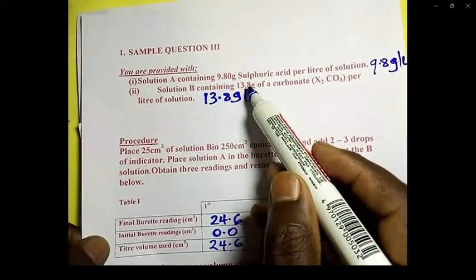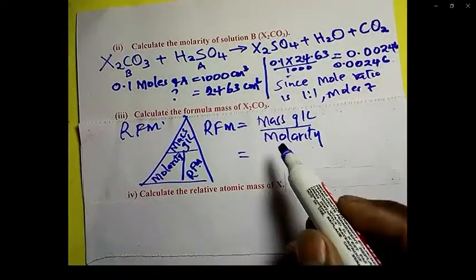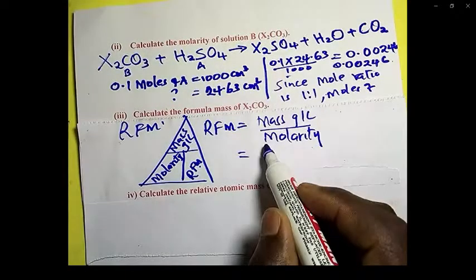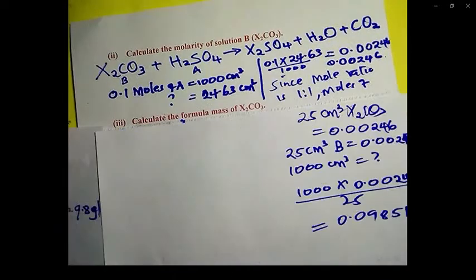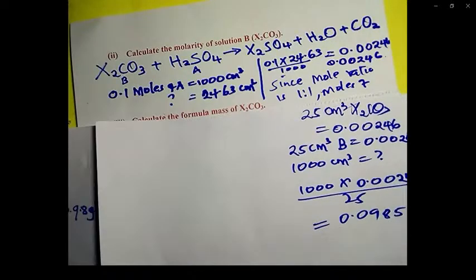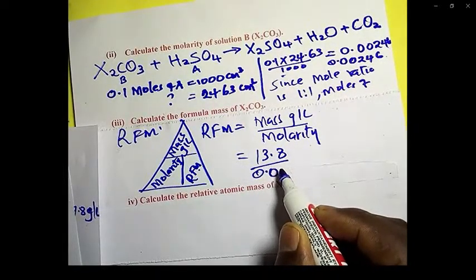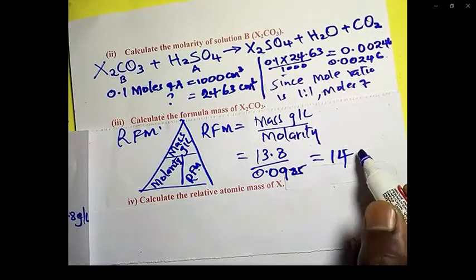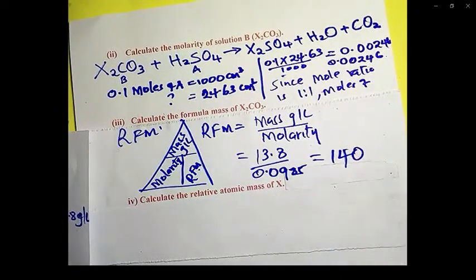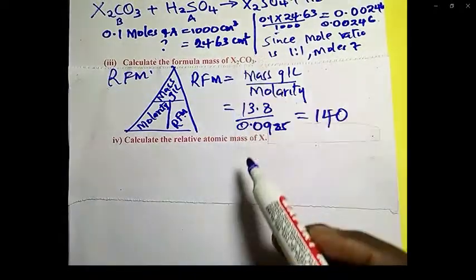Solution P contains 13.8 grams in 1 liter. So this is the mass in grams per liter. So we have mass in grams, that is 13.8. Molarity we have here, the one we calculated, which is 0.0985. Divided by 0.0985. This one will give us 140. And that is the RFM of the X carbonate.